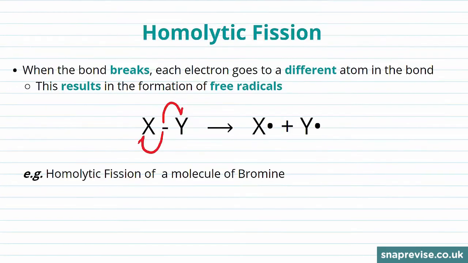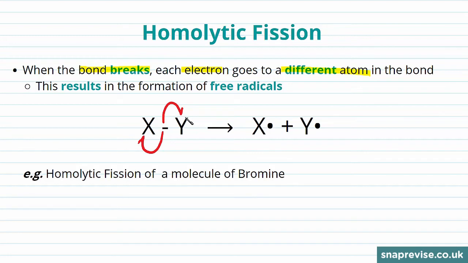So let's take a look then at homolytic fission. As I mentioned, homolytic fission is when our chemical bond breaks equally and each electron goes to a different atom in the bond. As you can see here, the way we represent this is using half-headed curly arrows to show that each of the atoms in our bond, which in this case are X and Y, is receiving one of the electrons from the pair in our covalent bond.